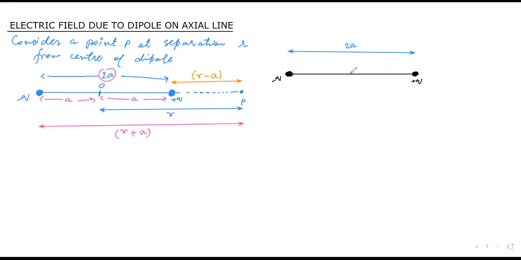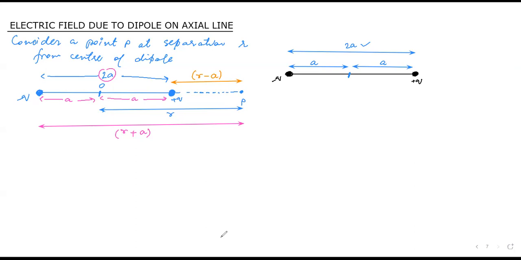And the center of the dipole is this. Then can we say that the separation from the center of the dipole to the minus Q and from the center of the dipole to the plus Q are both A? Can we say or not? Then it will be 2A total distance. Are you clear? Yes, sir.